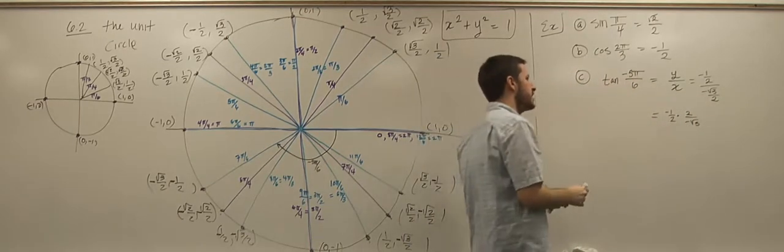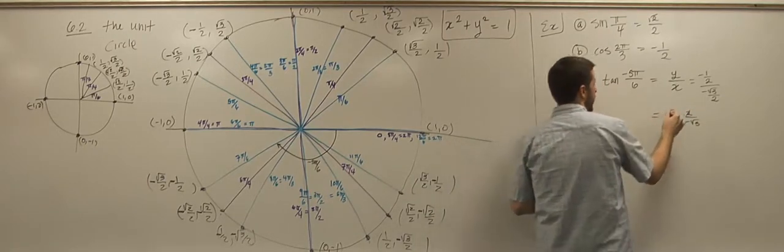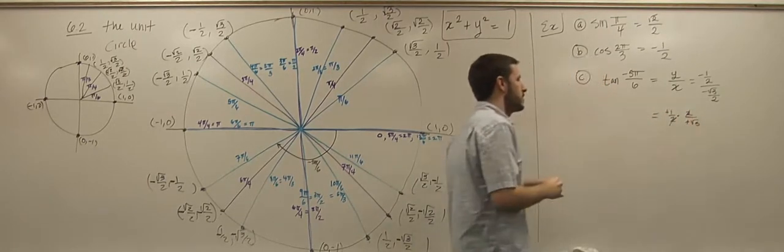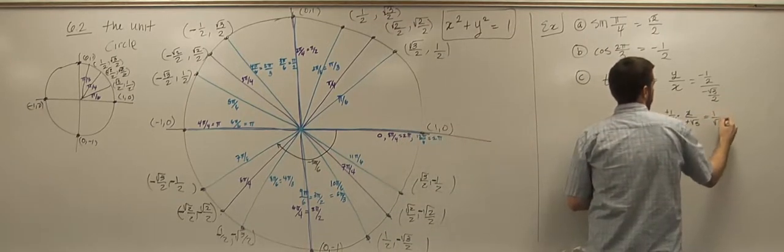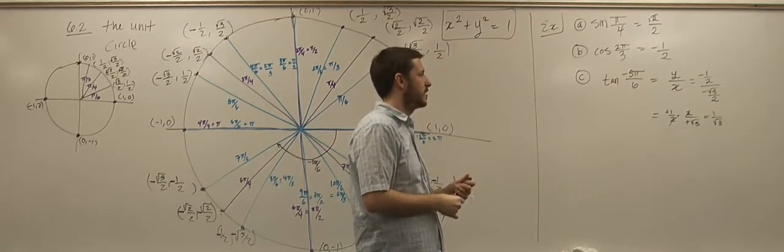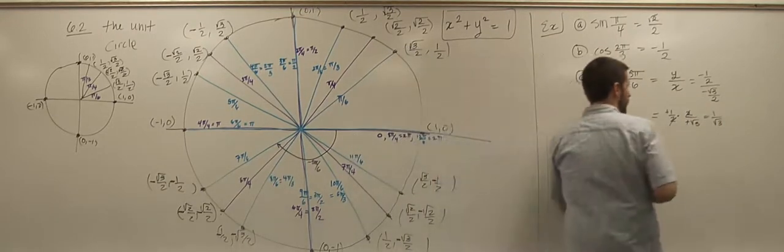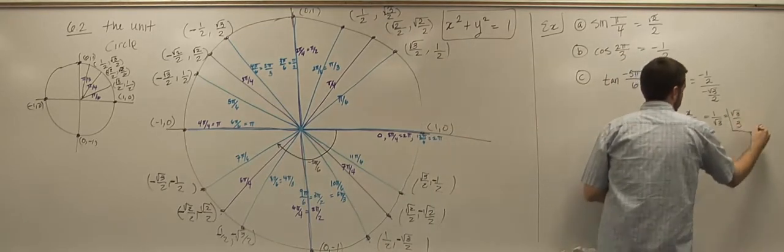Certainly some simplification happens here. 2 and 2 go away. The negative over negative will become positive. So it's 1 over root 3. Absolutely rationalize that. Multiply by root 3 over root 3, and it becomes root 3 over 3.